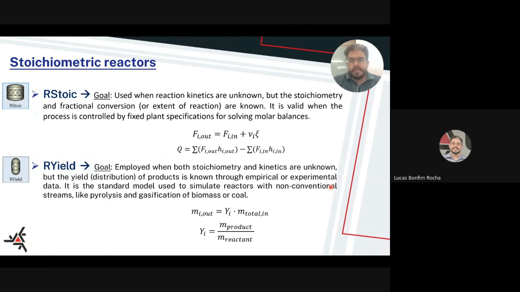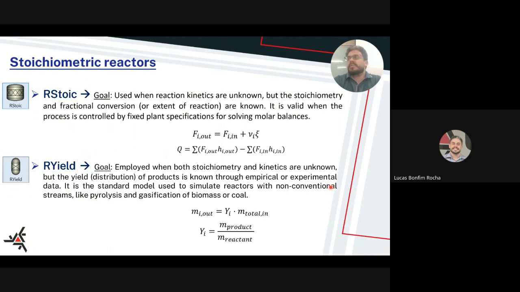And also, we just need to know the stoichiometry or the fractional conversion or state of reaction for our system. If you know the stoichiometry and also the conversion or the state of reaction, we can specify it for calculating the amount of product that was produced and the remaining reactants that didn't react in that system. Normally it's valid when the process is controlled by fixed plant specifications for solving molar balance.